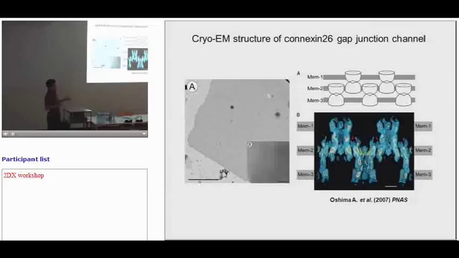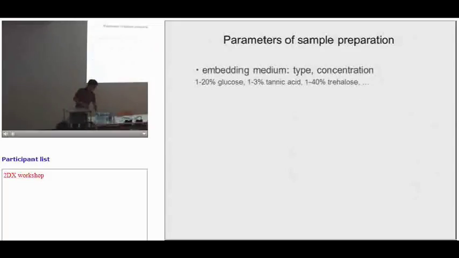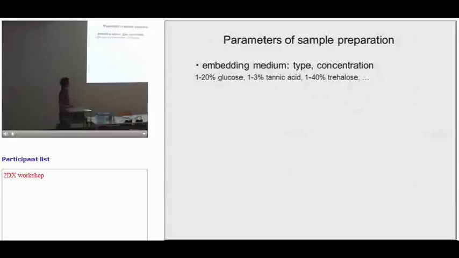So they used, as an embedding media, tannic acid in combination with high concentration of trehalose, preventing specimen drying as much as possible. This is the last slide. Here are the parameters of sample preparation.